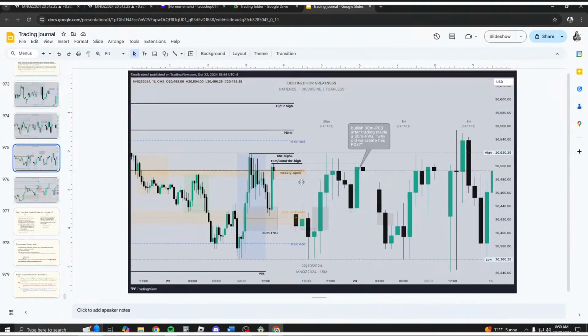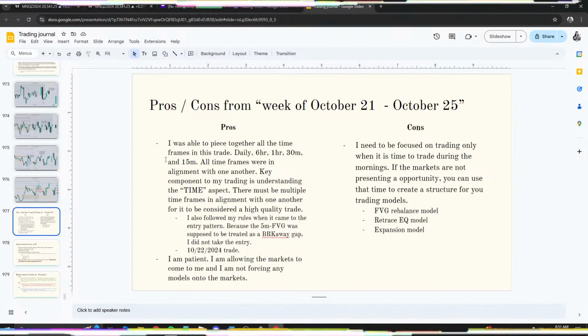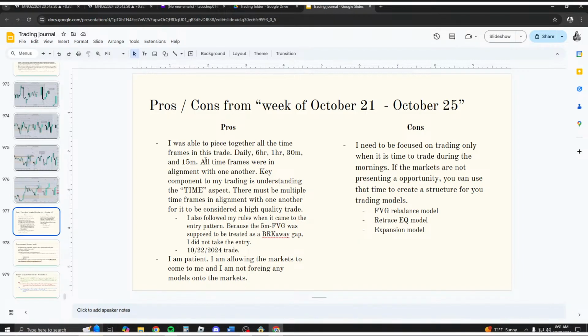So based on this 15-minute candle here, this down-close candle, I was thinking, okay, we could possibly trade back inside this 15-minute fair value gap, but we never got it, so I just didn't take my entry. But yeah, the pro here is I was able to align the model with multiple time frames, and I was patient. I allowed myself to not take the model because the entry pattern wasn't correct, wasn't really what I was looking for.